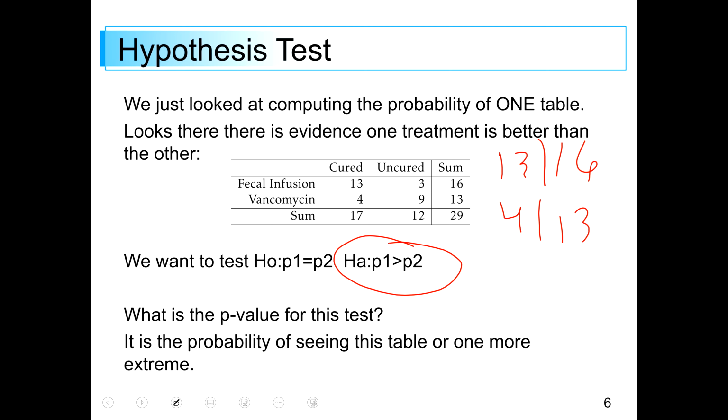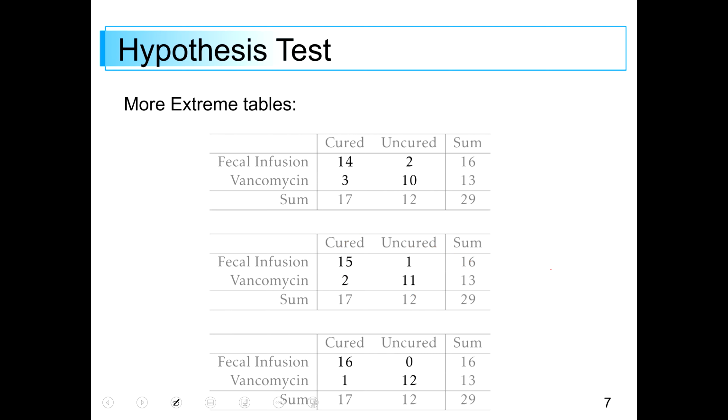When you do these exact tests, there's a little bit of machinery and mechanics to do a two-sided p-value. So there's a reason for this. It's actually an easier p-value for us to calculate. The p-value literally is the probability of seeing this table or a table more extreme. Well, in that direction, what would be a table more extreme? A table more extreme would be either 14 cured or 15 cured or 16 cured. Excuse me, we have to stop at 16 because we only saw 16 on treatment A.